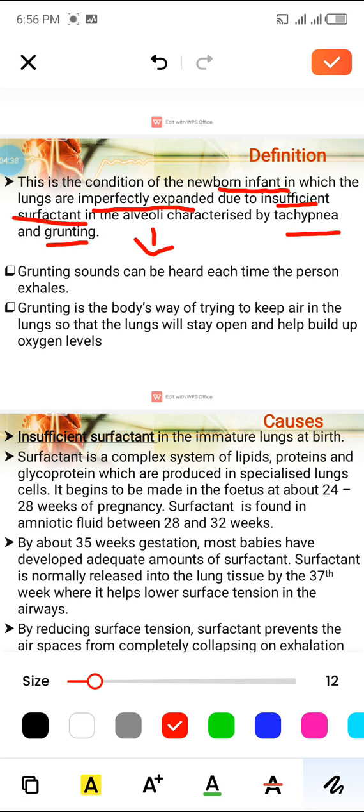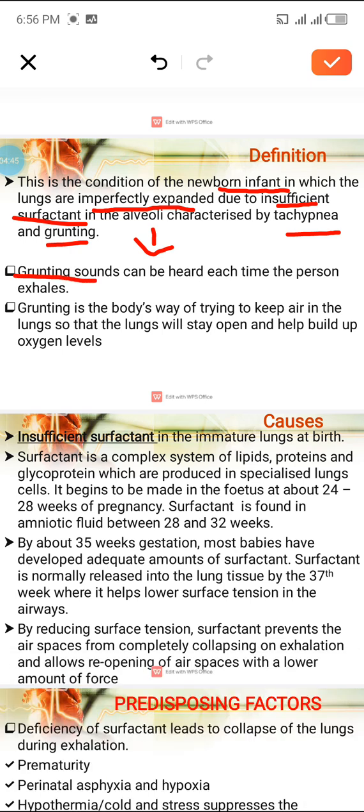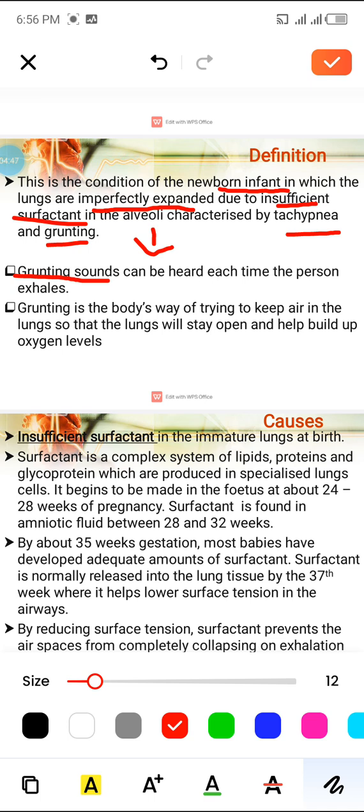Some people would be wondering what the word grunting is, so I've tried to put what grunting is there. Grunting is just the sound made when somebody tries to exhale, meaning that somebody is trying to expire air from the lungs. When air is coming out of the lungs with that noise, we call it grunting. But it's not a stridor. Just remember there's a difference between a stridor and grunting. Grunting is just noises that can be heard.